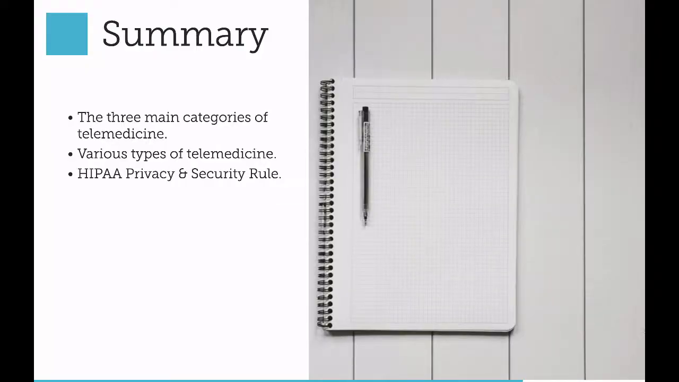In summary, in this module, we covered the three main categories of telemedicine and the various types of telemedicine, and we also discussed specific elements of the HIPAA privacy and security rule.